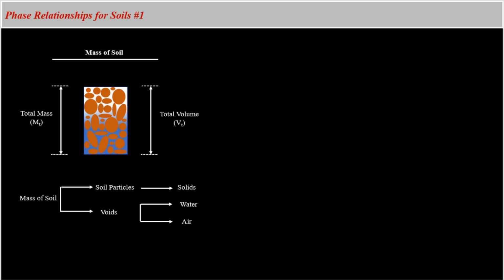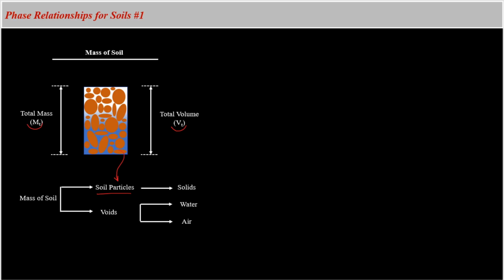Let's first see what is a phase diagram. Let's imagine this is a bucket full of soil, or it is a soil sample from a certain depth under the ground. This soil sample has the total volume of V sub t and the total mass of m sub t. This soil sample includes solid particles, which are these orange particles in this sample, and also some voids that are filling the gaps between these particles.